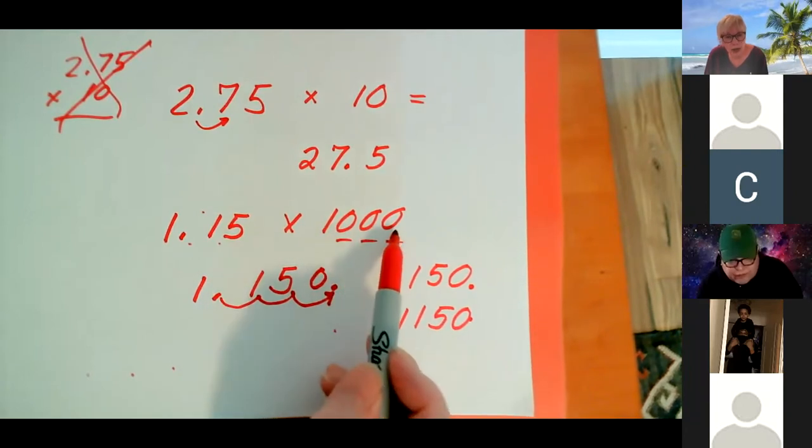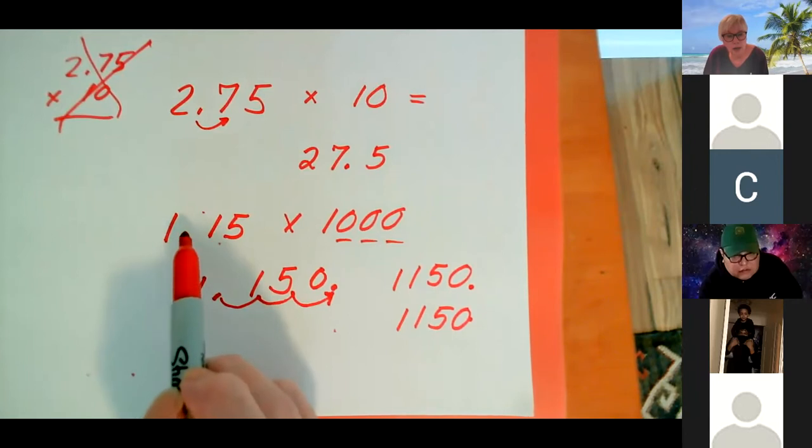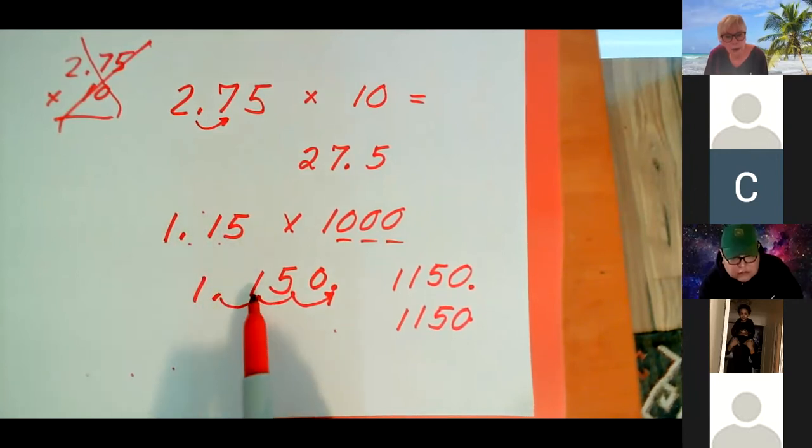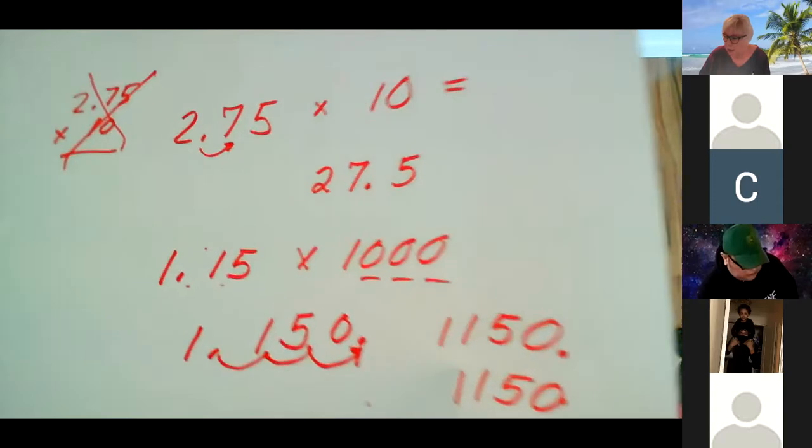I saw it was 1,000. This only works with 10, 100, 1,000. I saw it was 1,000. I moved it 1, 2, 3. And because I didn't have a number there, I had to insert the 0. You can do it the long way, but I don't recommend it. I recommend taking advantage of this cute little thing.